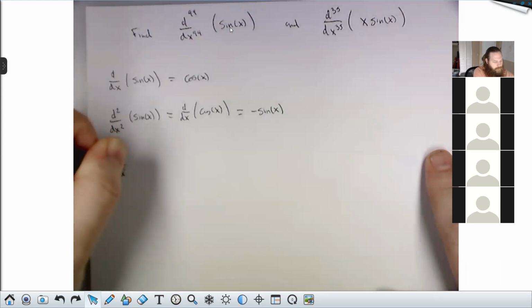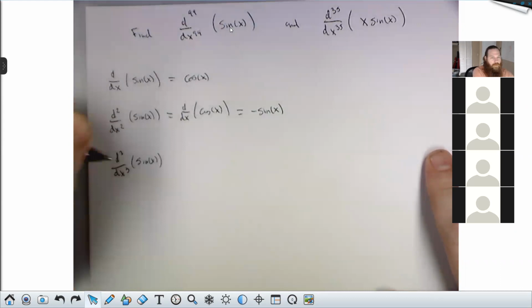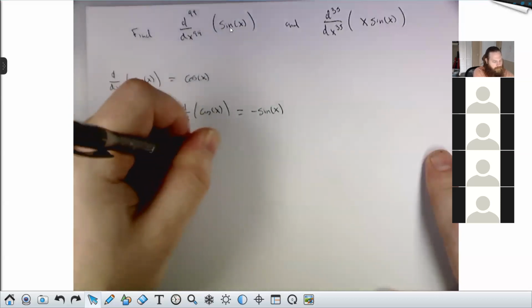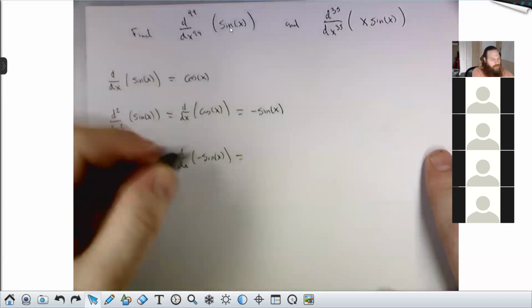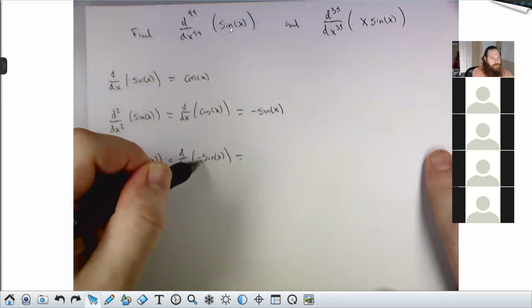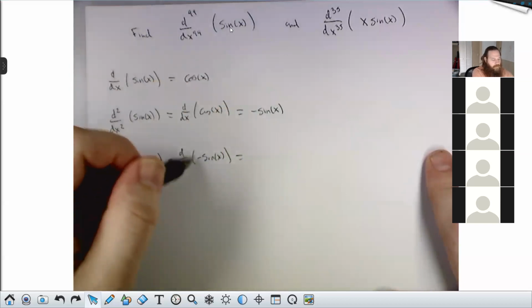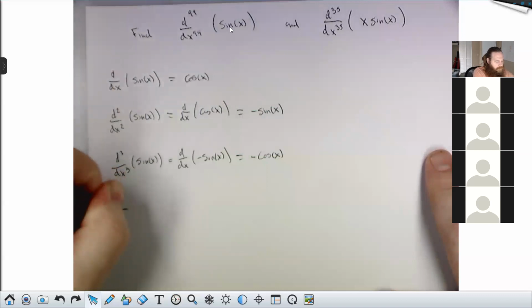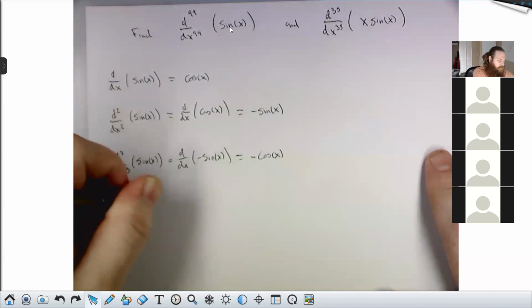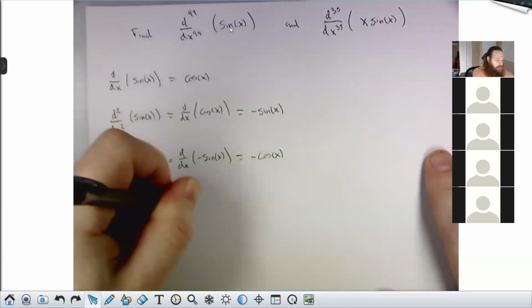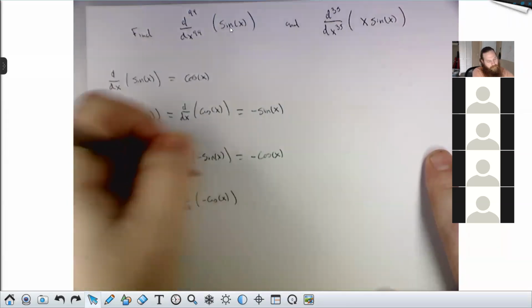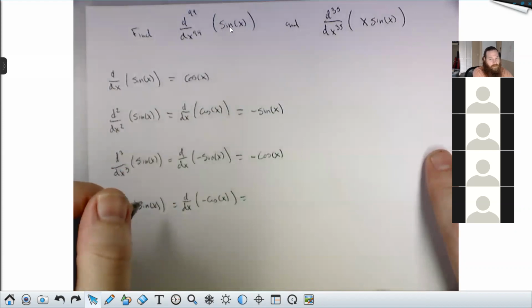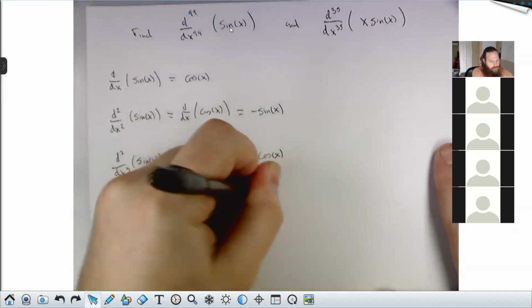The third derivative of sine x, we get that by differentiating the second derivative. So that's going to be d dx of the line above. And now this negative is a constant multiple. So we just think about, okay, what's the derivative of sine x? That's cos x. So the answer here is going to be negative cos x. And the fourth derivative of sine x is what we get when we differentiate the third derivative, which was negative cos x. The derivative of cos x is negative sine, so negative negative sine x is just sine x.